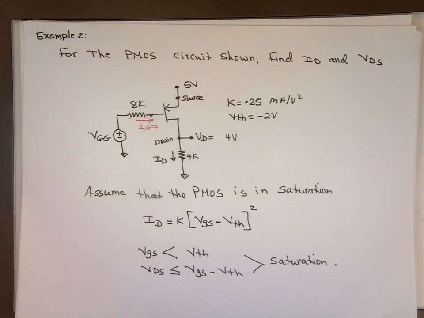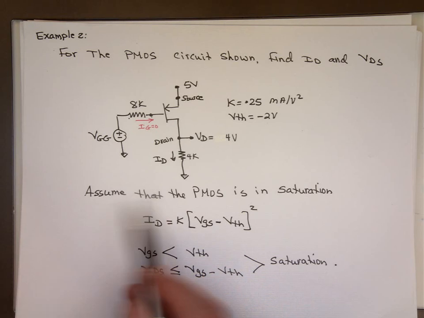Let's take this circuit. In the previous video, I did one example using an NMOS circuit. Then I ran out of time, so I'm going to attempt to do a few more examples today. So this is example 2, where you have a PMOS circuit, and given a few things about the circuit, as you can see in the picture there.